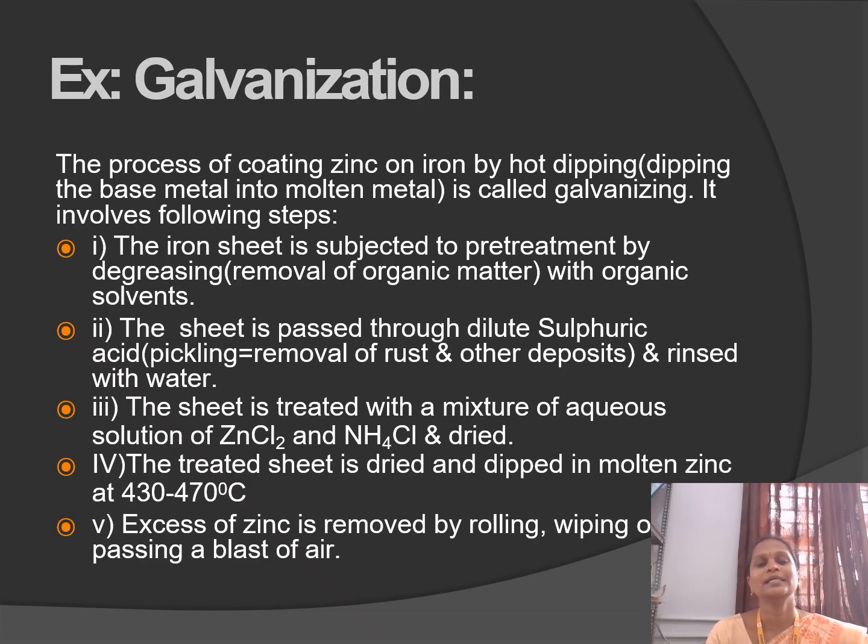Then finally, we take the sheets treated with all the above steps and dip them in the molten zinc, which is at a temperature of around 430 to 470 degrees Celsius. Once the dipping of the base metal in the zinc is completed, we remove it. The excess zinc is removed by rolling, wiping, or passing a blast of air. By that, a uniform thickness of zinc coating is observed on the surface of the iron.